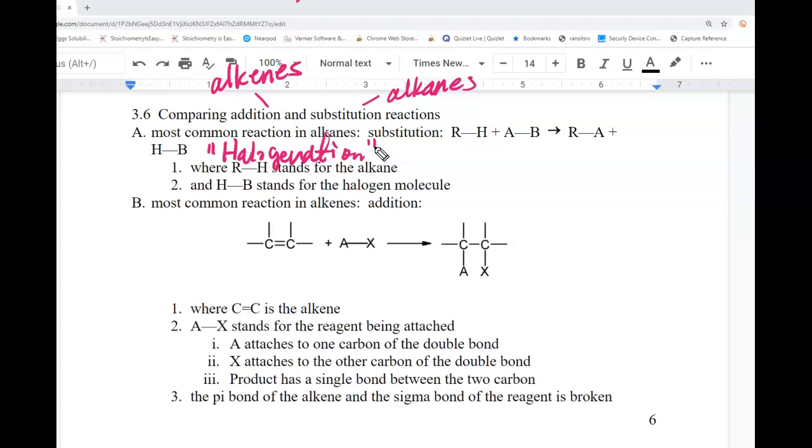The most common reaction in alkenes is addition. What we're going to do is break the double bond, in other words, break the pi bond of the double bond. That's the part that is broken. The sigma bond will remain together. So here's our sigma bond still sitting there, and it's the pi bond we're going to break. We're going to break the A and the X apart, and the A and the X, as you can see, are both going to become part of the carbon chain at the place where the pi bond is broken.